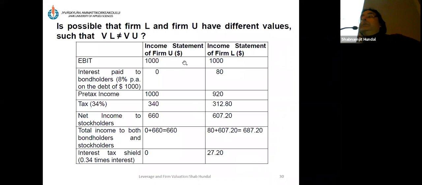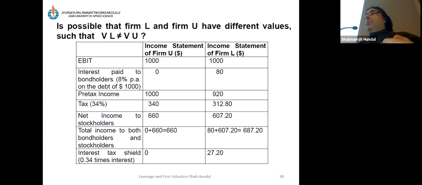Liability side. The value which comes from the asset side is operating profit. Thousand, same, no change. Whereas this additional value, the company has generated through its liability side. Because if this company had not borrowed, and borrowing is always on the liability side, it would have been $27.20 less, like 660. This company has less value, 660. This company has more value because this company didn't borrow. This company did borrow. This extra value is coming via the balance sheet.